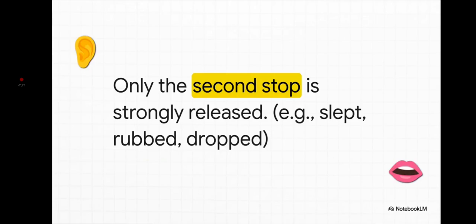First up, what happens when you have two stop consonants back to back, like the P and T in slept? Well, you don't actually pronounce both of them fully. You get your mouth ready for the first one, the P, but you don't release the air. You hold it. Then you release the puff of air on the second one, the T, slept. Try it with rubbed. You hold the B and release the D, rubbed. See how much smoother that is?